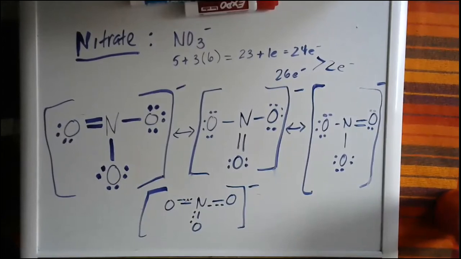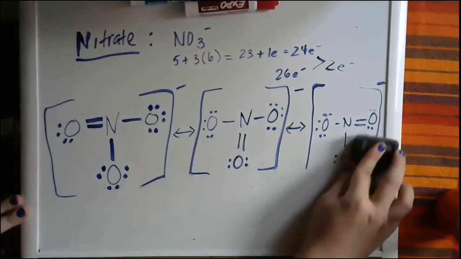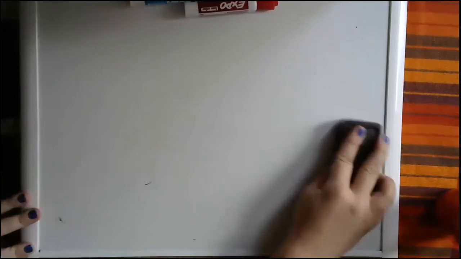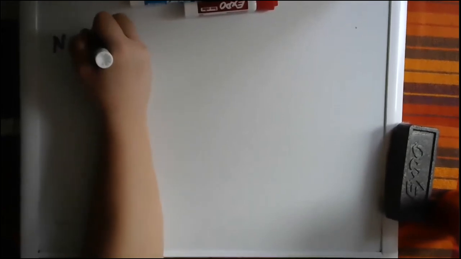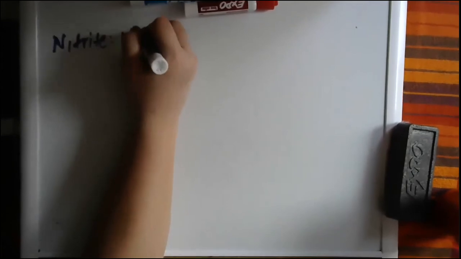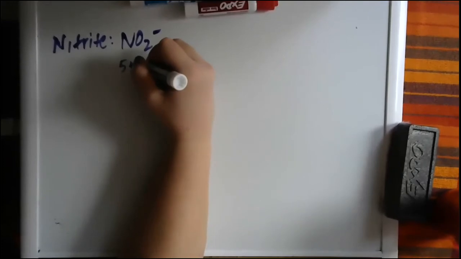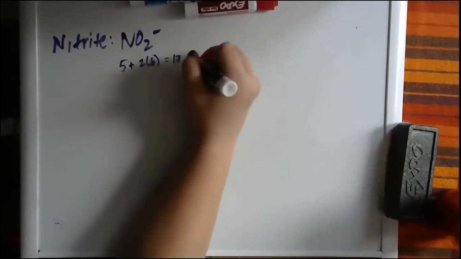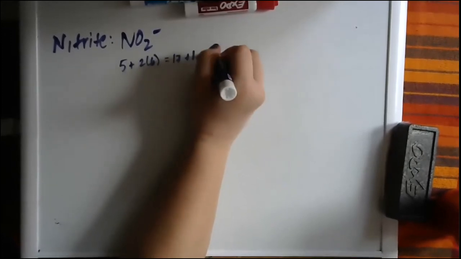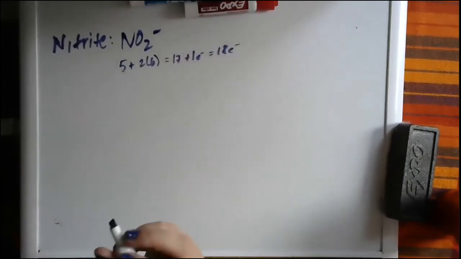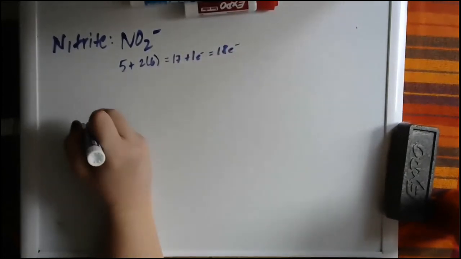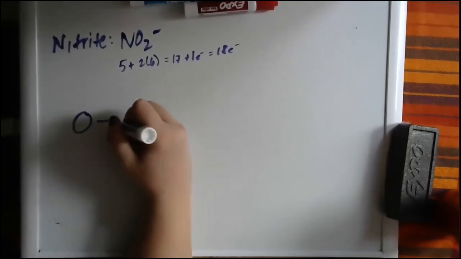So let's try the same thing for the nitrite ion. Which is NO2 minus. So now we have 5 plus 2 times 6, 12 and 5 is 17, plus 1 electron is 18 electrons. Okay, so now we'll start by drawing out our skeleton.